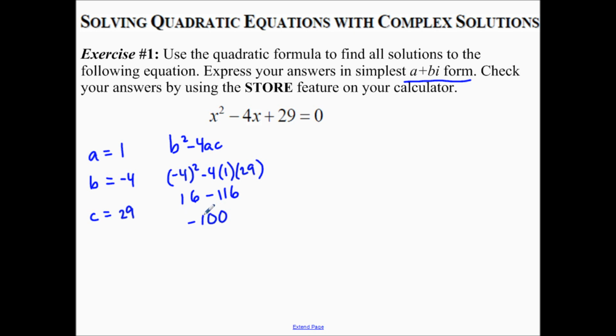Hopefully you're shouting at me through whatever device you're watching this on and saying, of course it's a negative, Mr. Clinton, because the answers are going to have i in them. And the only way for i to show up in the answer is if you square root a negative. And we always square root the discriminant, right?